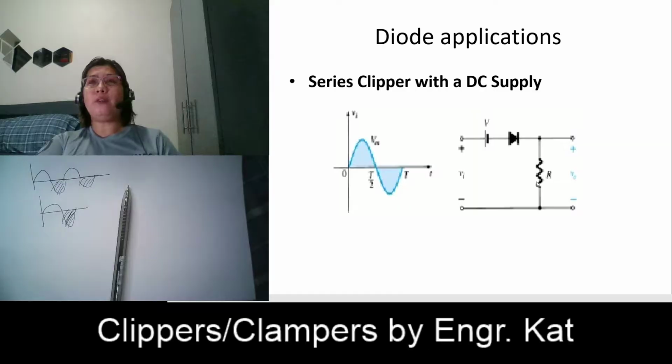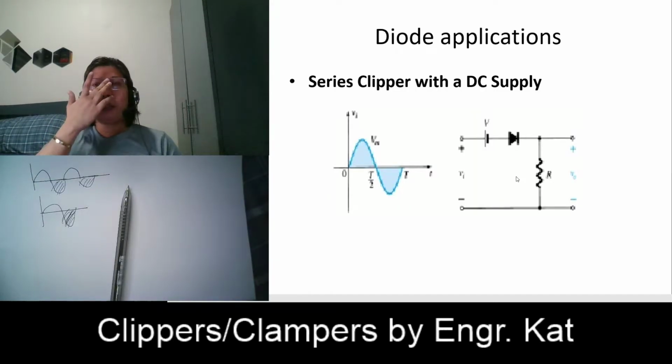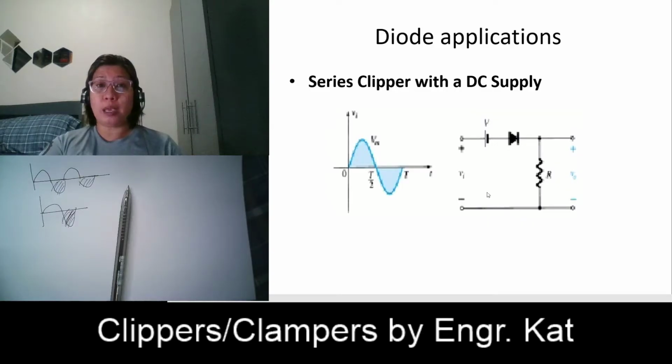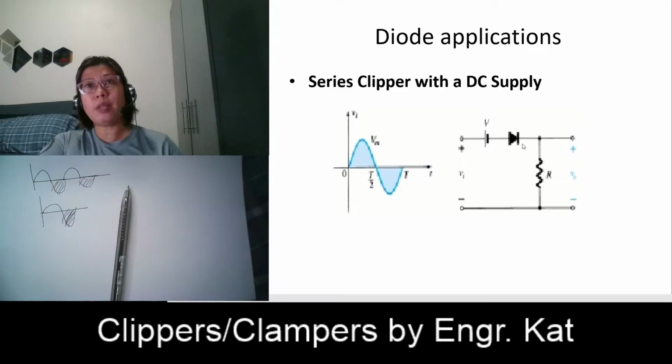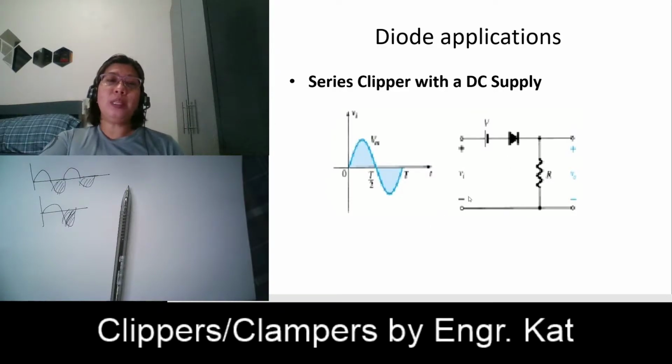So you have to understand that our solution for this is unique, because once this circuit is changed, for example, what happens if this diode is reversed? Say it was reversed, cathode first before anode, then technically your approach will be different. So what you have to do is analyze why our solution is like that. So that even though we change the polarity of your source and the position of your diode, you know what to do. Okay, so this is a series clipper with a DC supply.